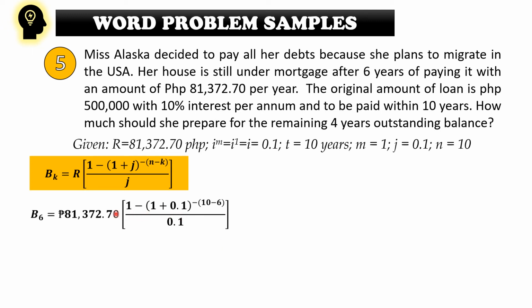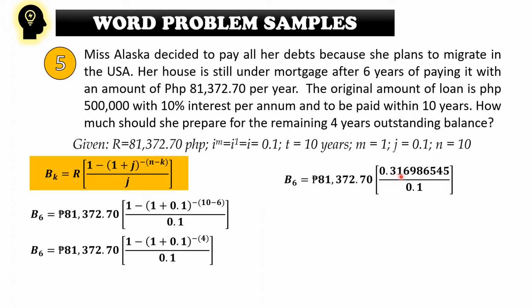Then, let's simplify. That is 1 minus 1 plus 0.1. 10 minus 6, that is 4. 1 plus 0.1, 1.1, raised to negative 4, that is 0.316986545. Remind ko lang na this value is the complete value of 1.1 raised to negative 4. Then we are going to divide that by 0.1 using our scientific calculator. That is equal to 3.16986545. Again, it's the complete value.